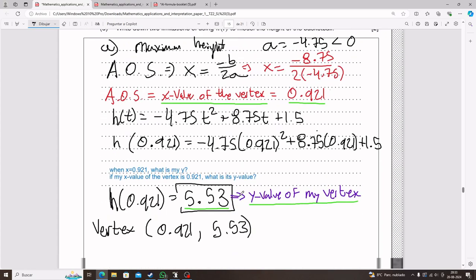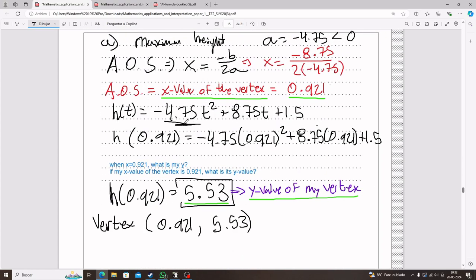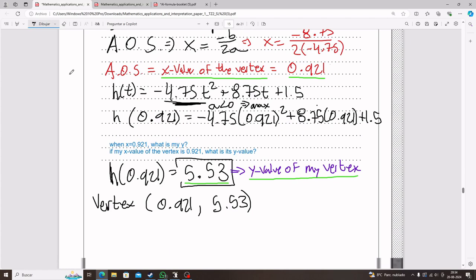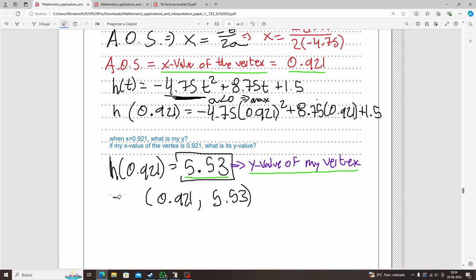And I know that because my a value is negative, right? Because a is negative, that means I'm dealing with a maximum, right? If you have trouble remembering that, remember that if it's negative, it's going to be a sad face, okay? So it's clearly a sad face has that maximum right there, see? So instead of vertex, I'm actually going to rename it as maximum, okay?